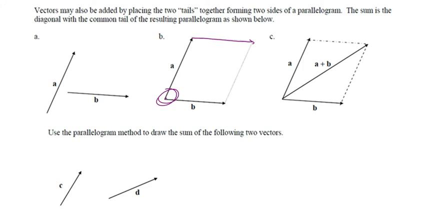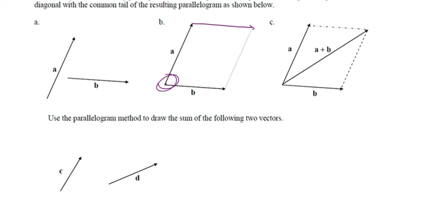Use the parallelogram method to draw the sum of the following two vectors, right? So we can just start with D and we can put C here. So we put the two tails together and we draw a parallelogram. So I'm going to draw a C off of here. I'm going to draw a D off of here. And there's C plus D. Okay, so far so good.